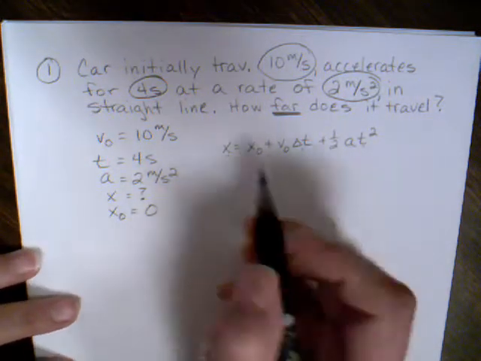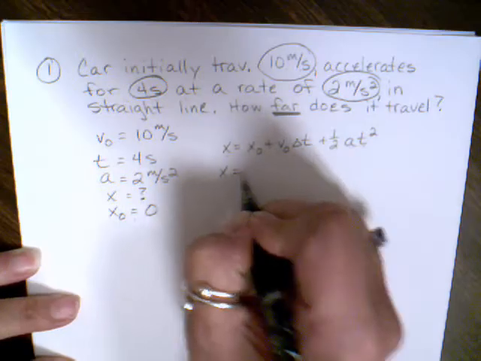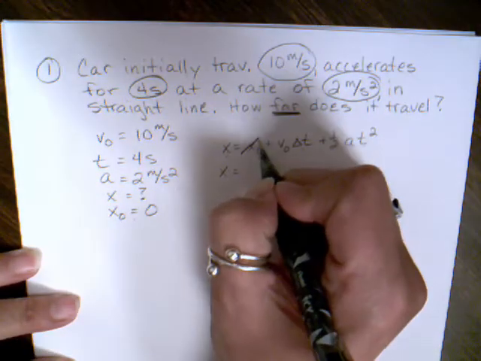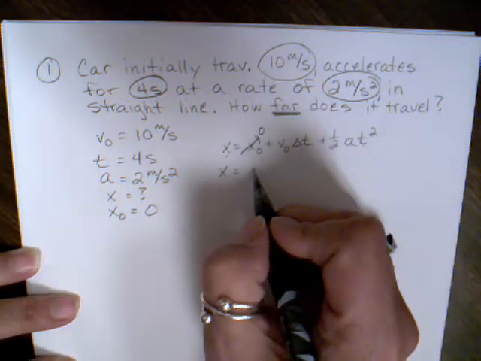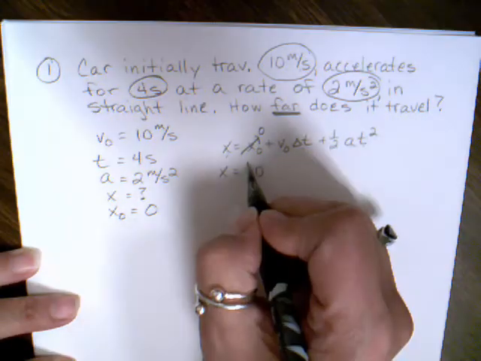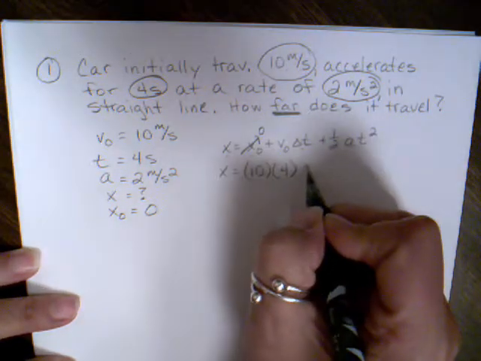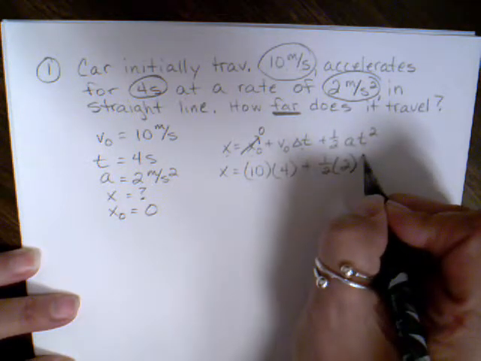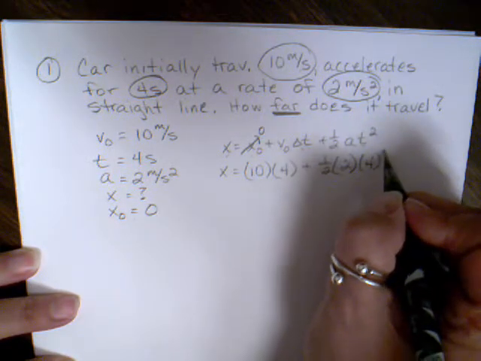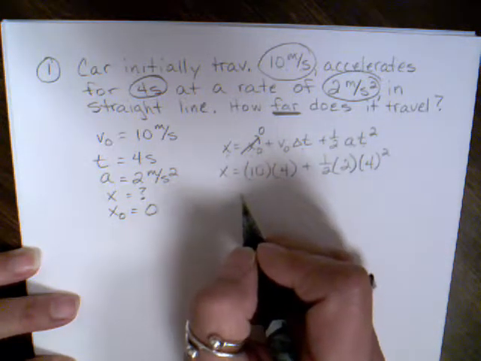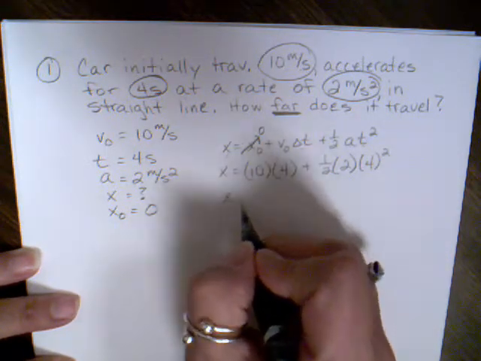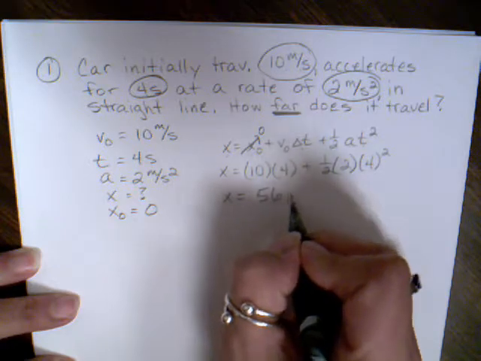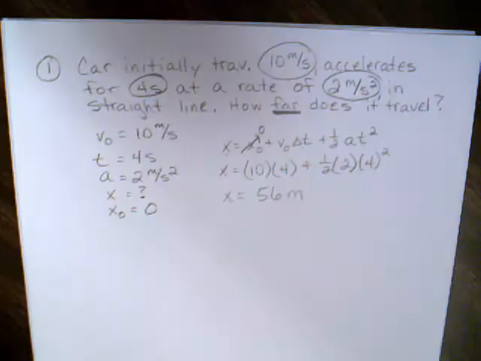X is what I'm looking for, so I'm just going to plug these in. X naught goes to 0, I assumed that. So I'm going to have 10 times 4 plus 1/2 times 2 times 4 squared. I plug all this into the calculator, and X equals 56 meters.